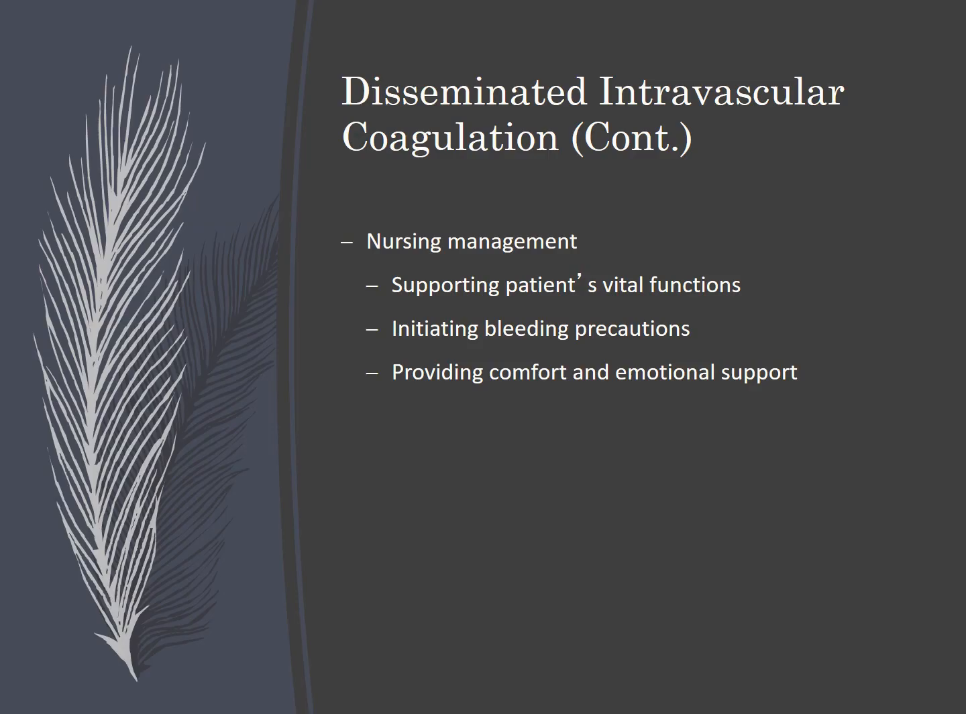So, right, we're supporting the vital functions, bleeding precautions, comfort, and emotional support. We're watching vitals very closely, all their hemodynamic parameters. We're watching intake and output. We're watching those lab values we talked about, their clotting times, their fibrin degradation products, your fibrinogen, platelets, all of those things. And then, if they need labs, we're going to draw it off their central line or off an existing IV because we don't want to poke them unnecessarily, right? All those bleeding precautions that are super important.